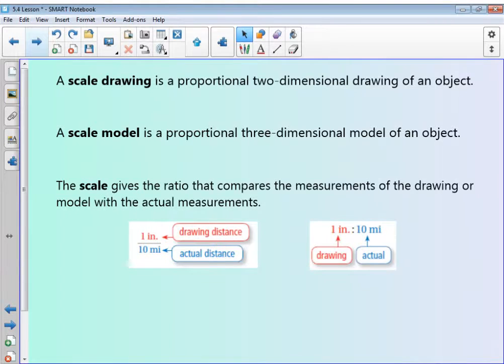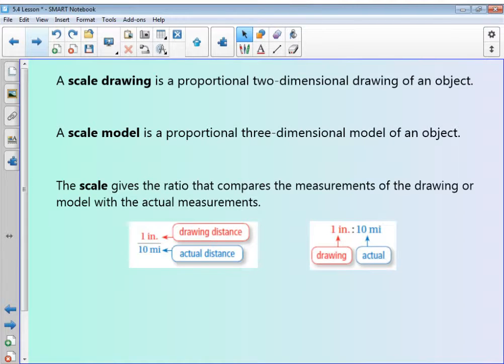We'll be working with scale drawings, and we'll probably come back to this later in the chapter. A scale drawing is a proportional two-dimensional drawing of an object, so this would be like on paper. A scale model, on the other hand, is three-dimensional. So a toy car would be an example of a scale model. It's a proportional three-dimensional figure of an object.